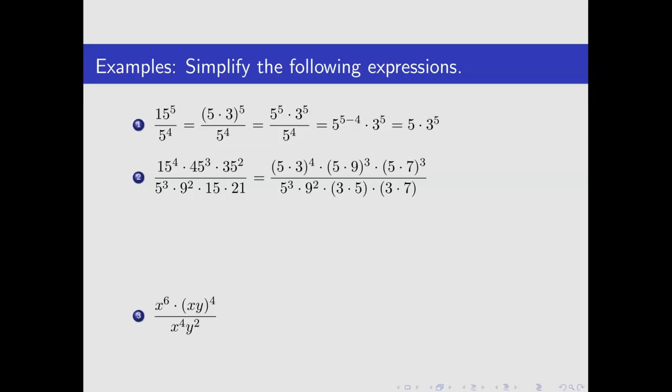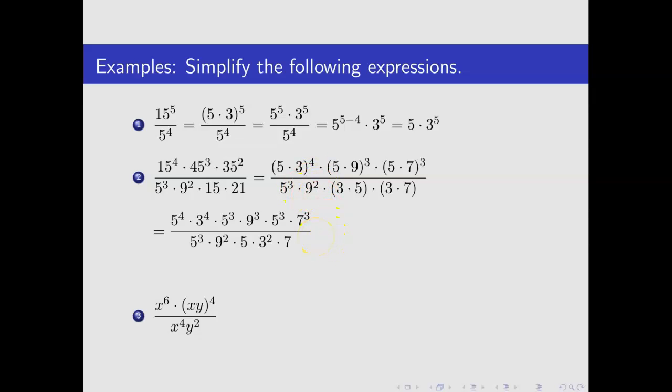Next, I'm going to use Rule 4 and rewrite this as 5 to the 4th times 3 to the 4th times 5 to the 3rd times 9 to the 3rd times 5 to the 3rd times 7 to the 3rd in the numerator. And then I'm also using Rule 1 in the denominator to get 5 to the 3rd, 9 squared, 5 times 3 squared times 7. Now some of you might be saying, why didn't you multiply out the 9 as 3 times 3? I did not, because in the numerator we could get a 9 out of the 45 as well.